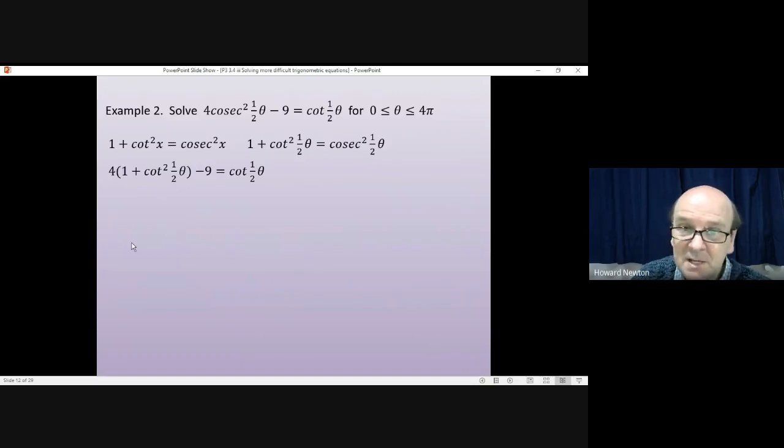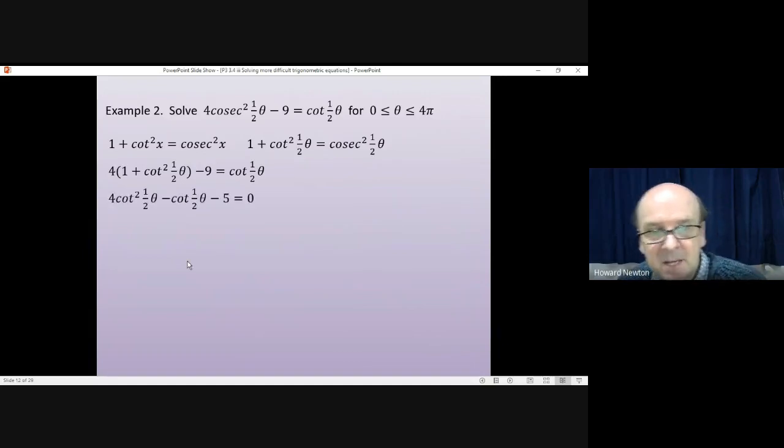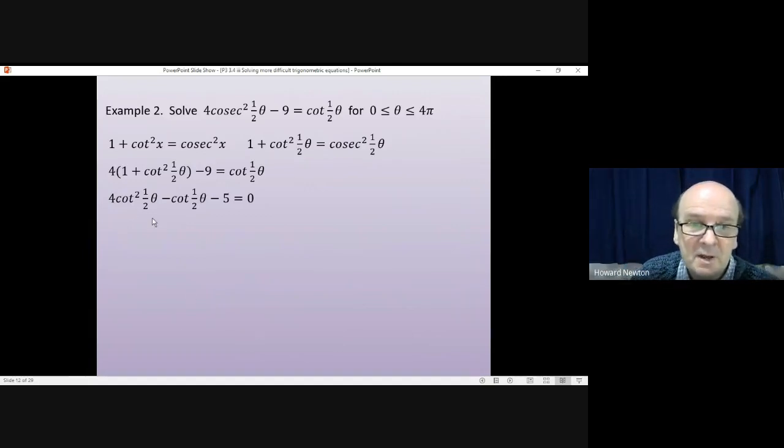The reason for doing that is because then everything in the equation is cot. Solving this type of equation, you want everything to be the same. And now everything is. We've only got cot of a half theta, nothing else. Multiplying out the brackets and collecting up the terms will give us that 4 cot squared of a half theta minus cot of a half theta minus 5 equals 0. Now this is just a normal quadratic. It just looks a little bit strange because of the angles and because of the cots. But we can factorize that.